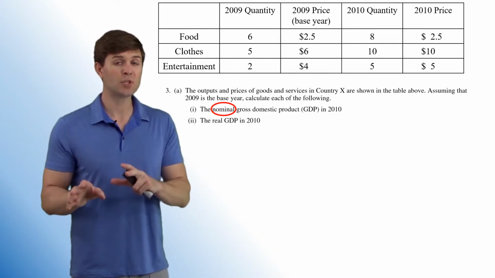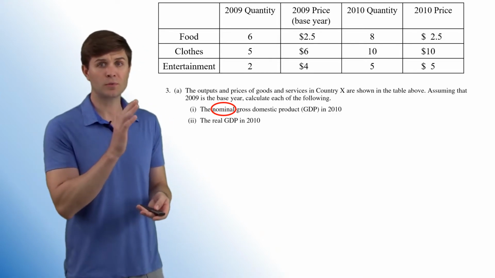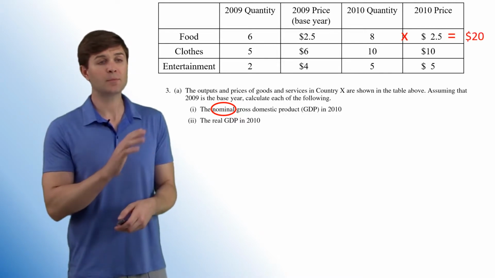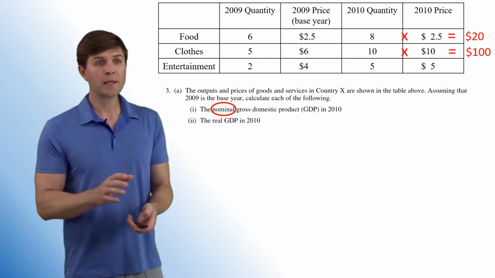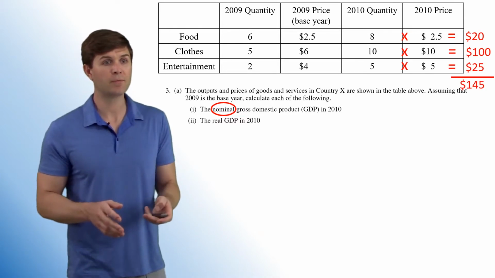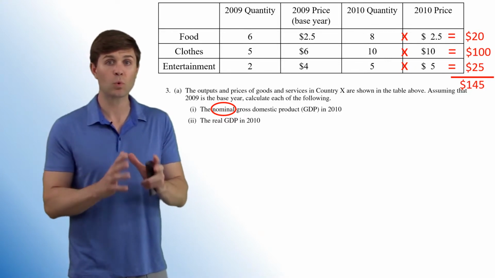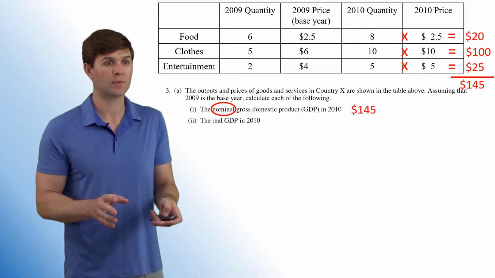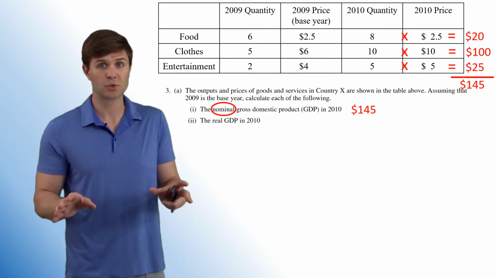So to get our nominal GDP from 2010, we need to use the 2010 quantities and the 2010 prices. So 8 times 250 is 20, 10 times 10 is 100, and 5 times 5, 25, for a total of $145 worth of final goods and services produced in 2010 using 2010 prices. So 145 is our nominal GDP.